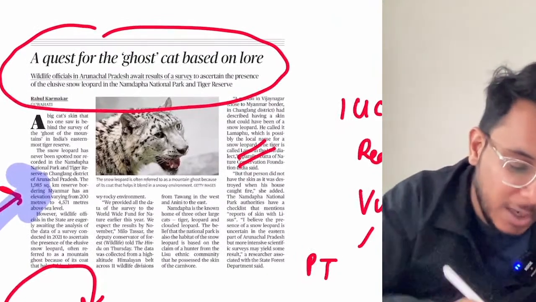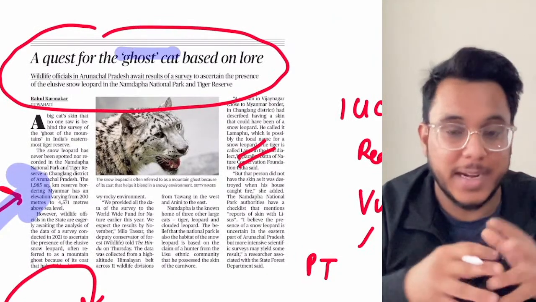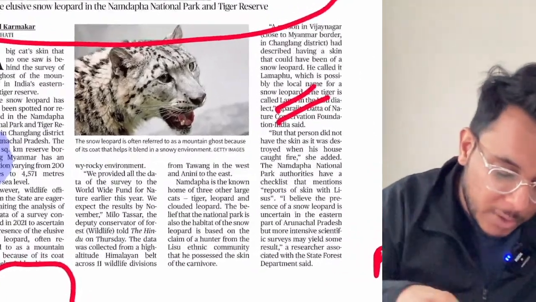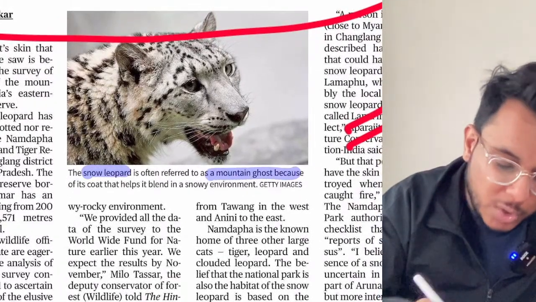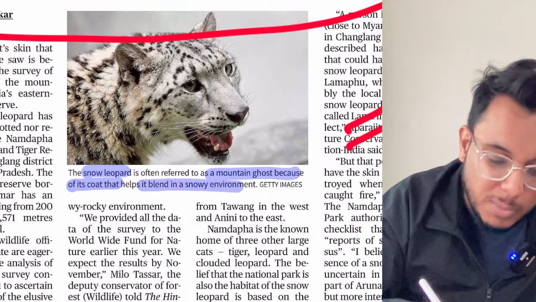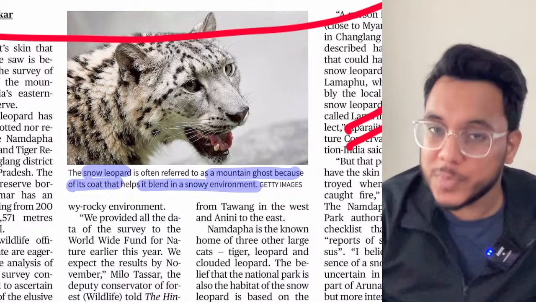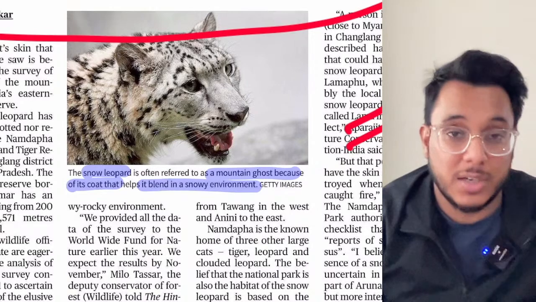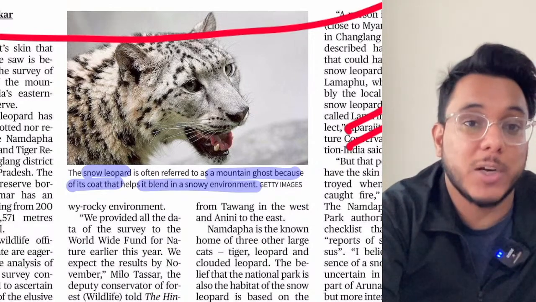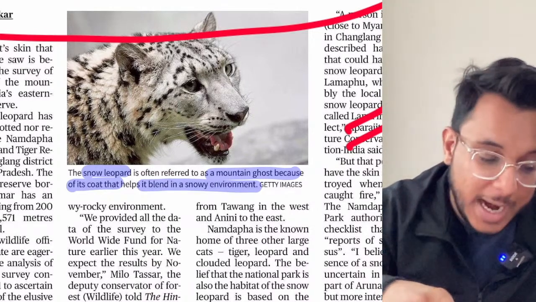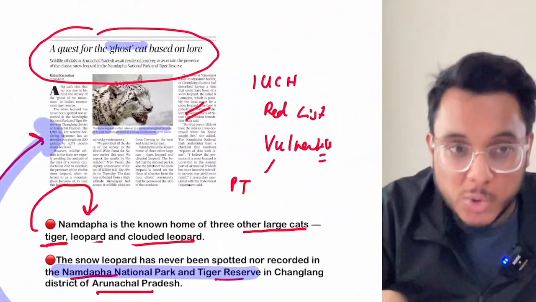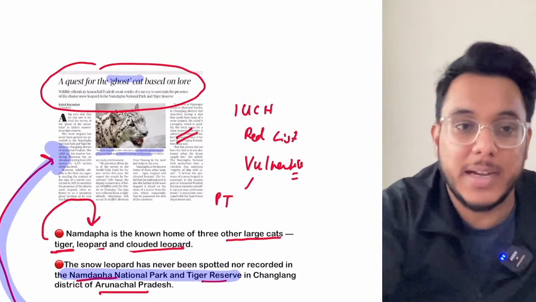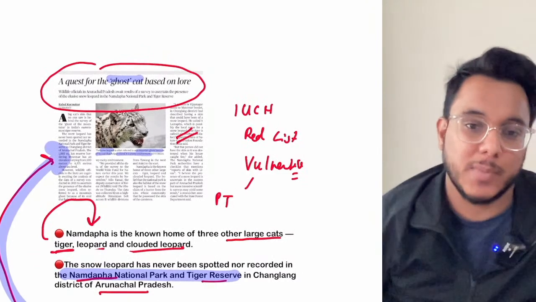So it has been said that the ghost cat is that, basically guys, when we talk about the snow leopard, it is called a mountain ghost because of its coat that helps it blend in a snowy environment. So if a question is ever there that which animal recently in the news is referred to as a ghost cat, who will it be? It will be the snow leopard. So to study whether really the snow leopard is there, the surveys will be done. So that is something that has come in this particular direction.